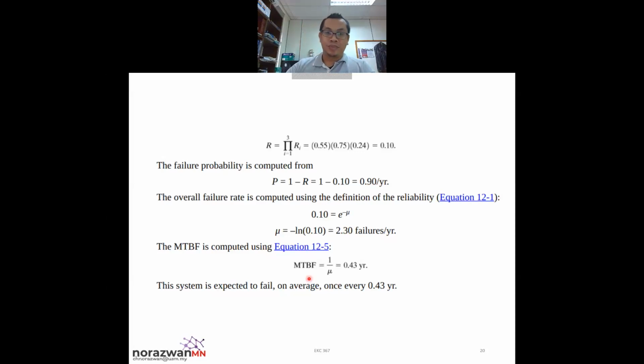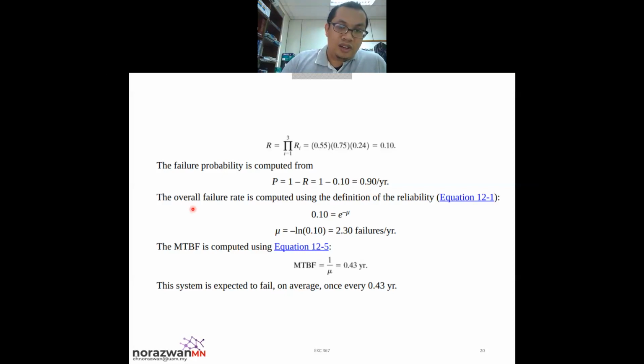Alright, okay. So you have your R. Then your failure probability P is equal to 1 minus R. So 1 minus 0.1, your failure probability is 0.9, because your reliability is only 0.1. Your system reliability over a year is 0.1, so your failure probability is 0.9.